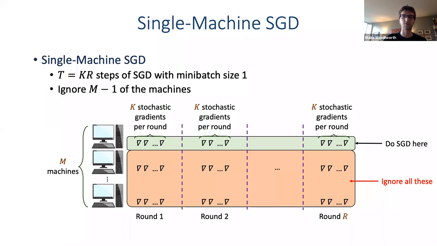Consider the following algorithm, which I'm going to call single machine SGD. For single machine SGD, we simply do K times R steps of SGD with minibatches of size 1. We do this on just one of our available machines, and we completely ignore the remaining M minus 1 machines. We don't use them at all. This probably sounds kind of dumb because we're not using all of the available resources. However, it isn't that crazy of a thing to do. In particular, this method takes K times more steps than minibatch SGD. So if taking more steps turns out to be more important than reducing the variance with minibatching, then single machine SGD could actually end up being better.